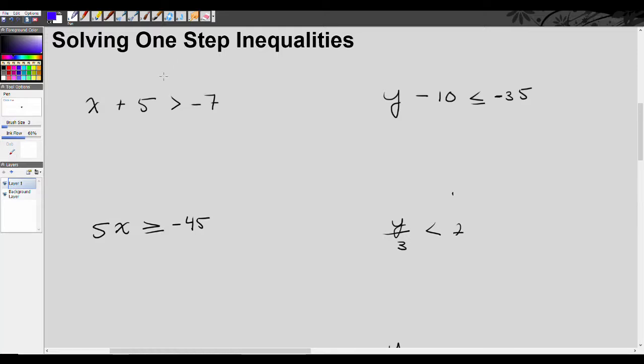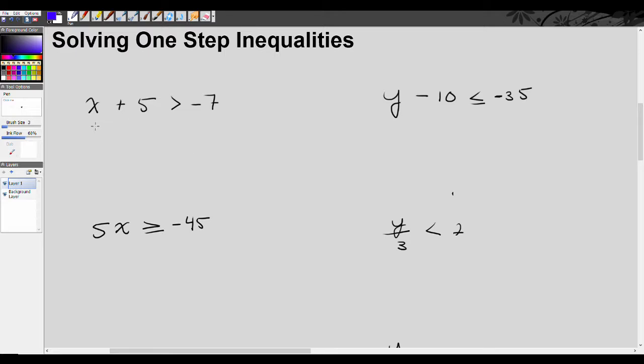All right, so let's go ahead and talk about solving one-step inequalities. For the most part, the steps for solving inequalities are the same as the steps for solving equations. There is one difference, which we'll get to a little bit later on. But just like with equations, the inequality symbol is the middle of an inequality in the same way that the equal sign is the middle of an equation. But the rest, most of it, is the same.